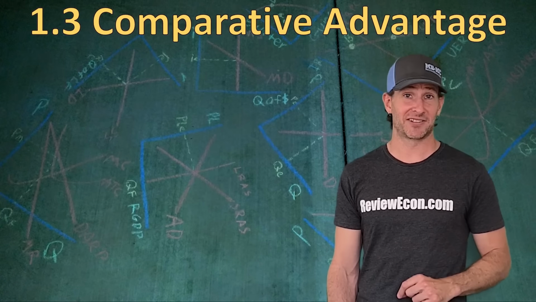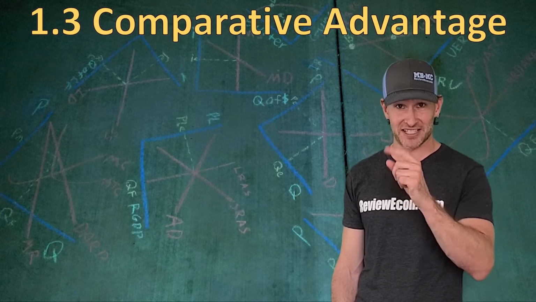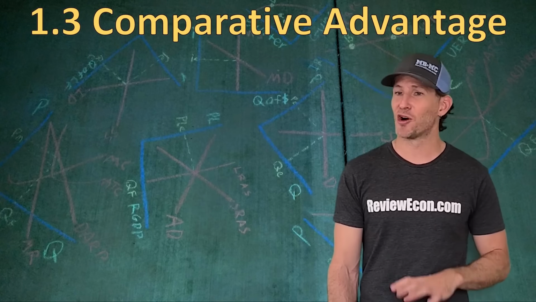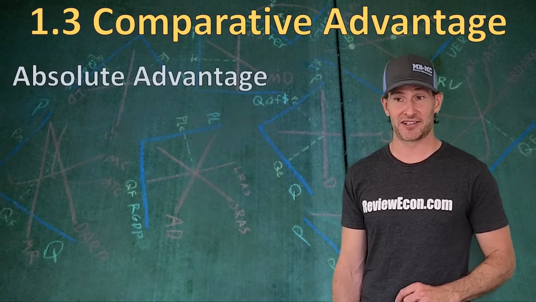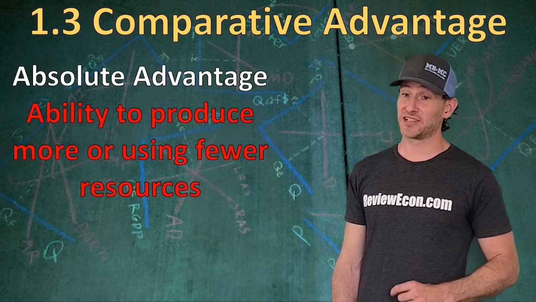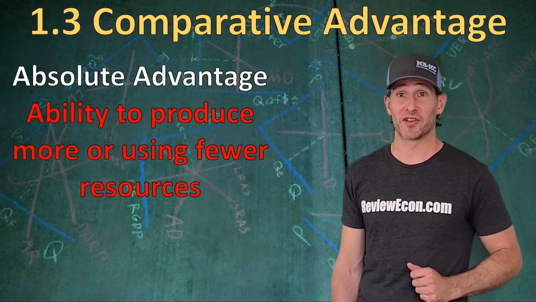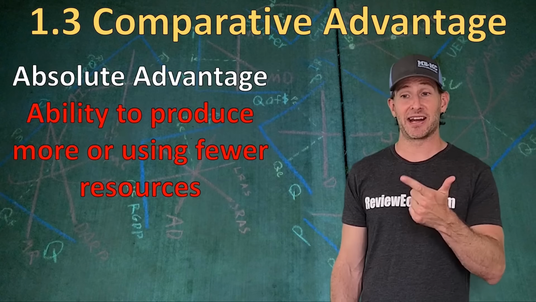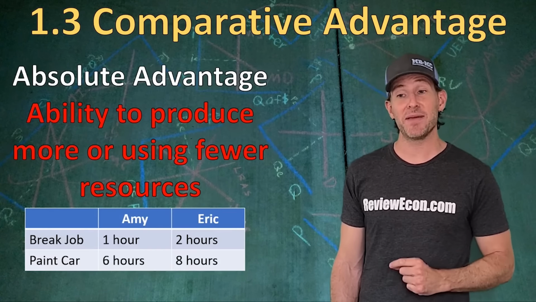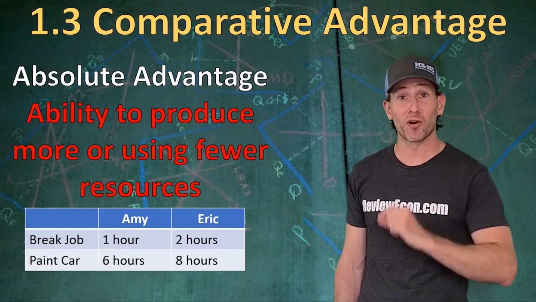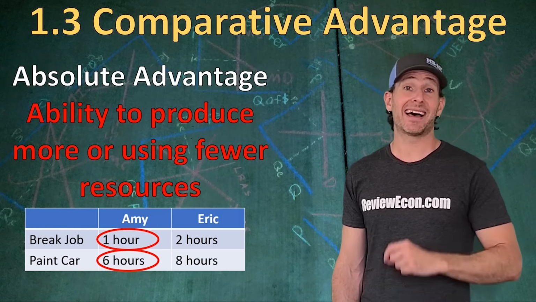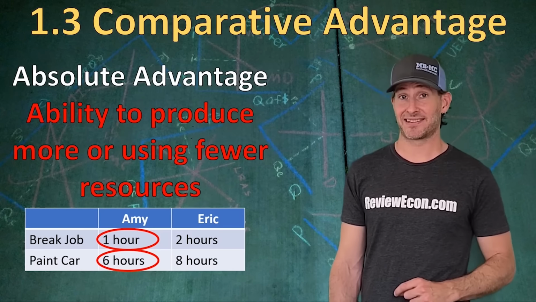On to comparative advantage. This is probably the hardest part of this first unit. It can be very tricky and it involves a lot of math. But the first part you need to know isn't real difficult. It's called absolute advantage. Absolute advantage is the ability to produce more or using fewer resources than someone else or some other country. Here, let's take a look at Amy and Eric. They can either do a brake job on a car or paint a car. Since Amy can do these things at a lower number of hours, that's units of labor here, then it means that Amy has the absolute advantage in both of these tasks.